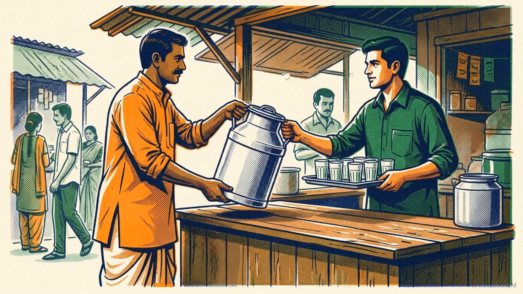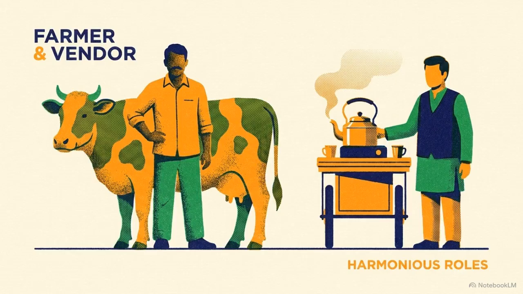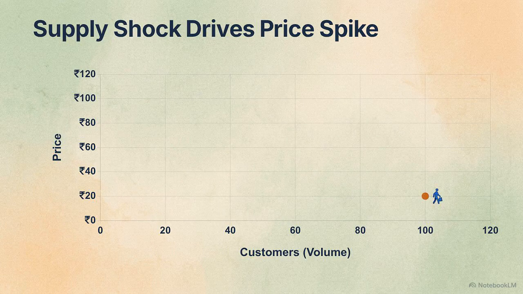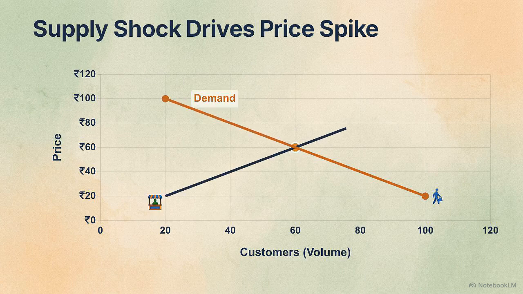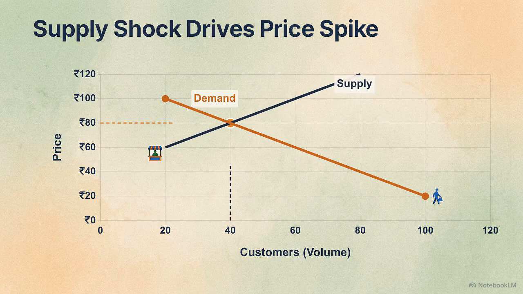Rohan buys his milk from a local dairy farmer instead of raising a cow himself. By focusing on his strengths while the farmer focuses on his own, both men work efficiently. We call this specialization. Watch how buyers react. At 20 rupees, 100 people buy chai. Raising the price to 100 drops volume. This is the law of demand. Now consider supply. Frost destroys tea leaves, increasing ingredient costs. The supply drops, forcing a higher price to break even.